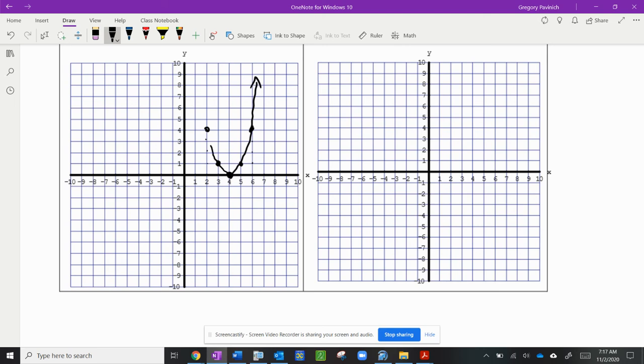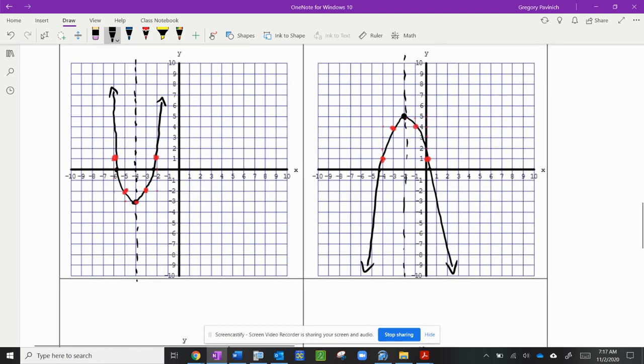Just be careful. If your a is something other than 1, then you're going to have to either stretch or compress that number. I'll put my axis of symmetry. That's that x equals 4 line. I'll do that on the one up here.